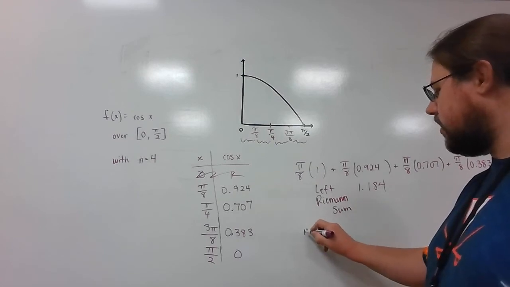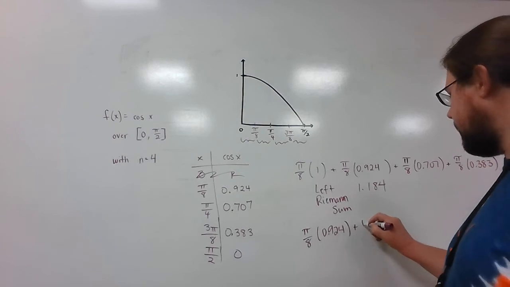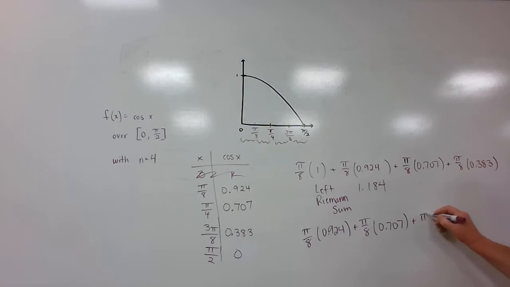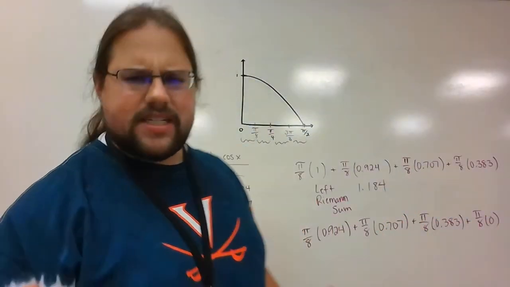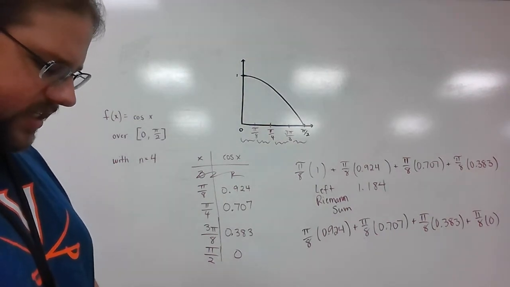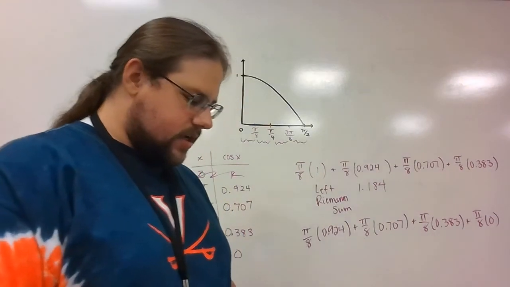All right, so here I go. Pi over 8 times that 0.924 plus pi over 8 times 0.707 plus pi over 8 times 0.383 plus pi over 8 times 0, which means all I got to really do in my calculator is delete that first term, that first one, which is pi over 8 times 1, because everything else at that end, that pi over 8 times 0, well, that's just 0. So let's see what happens.